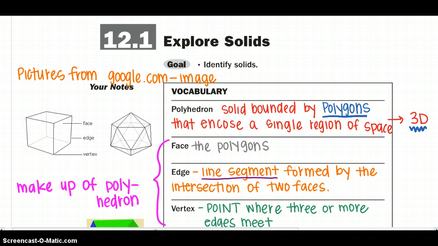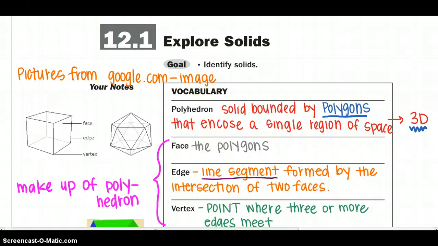And polyhedrons are made up of three things, one being a face, and you can notice or label the face by it just being the polygon that you see. The edge will be a line segment formed by the intersection of two faces, and we'll talk about those and identify those in just a second. And then last, the vertex, which is the point where three or more edges meet.